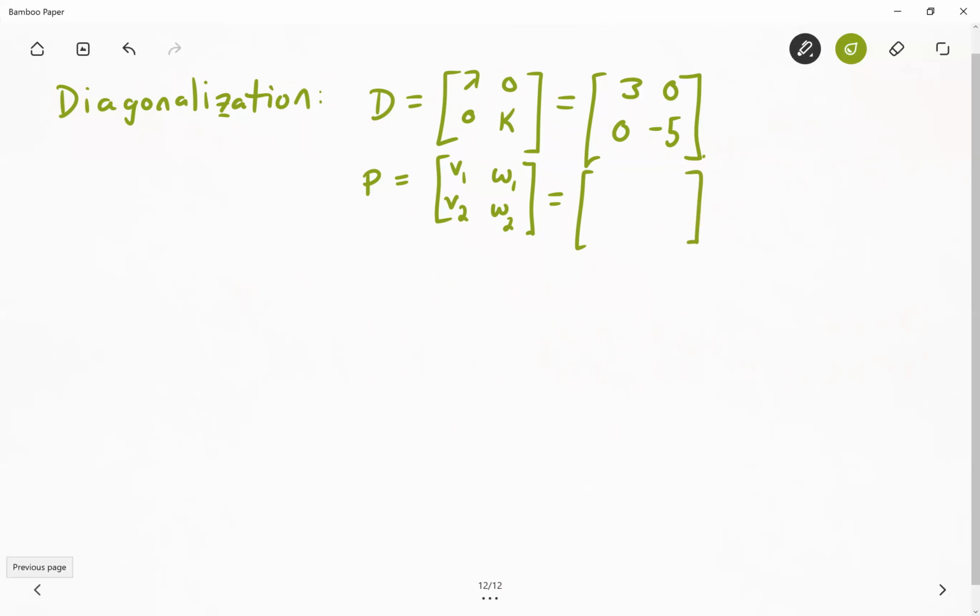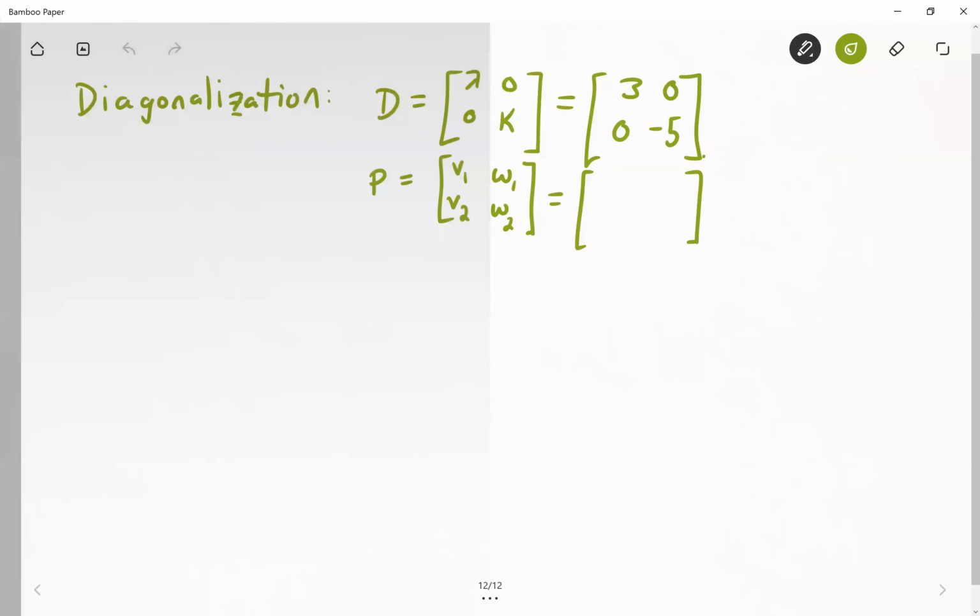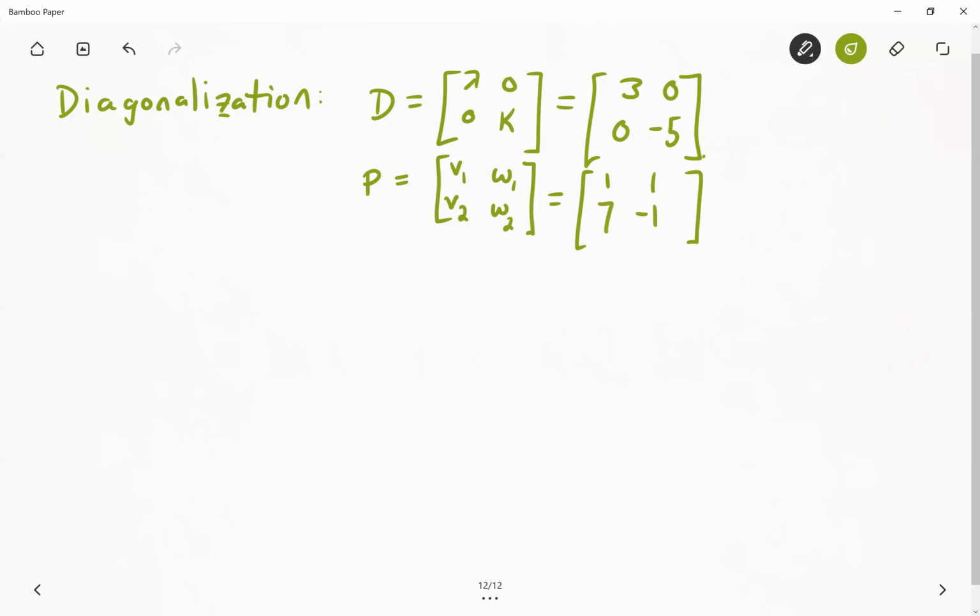I need to remind myself of what those were, so let's go back a page. v was 1, 7, w was 1, -1. So P is 1, 7, 1, -1. Once we know P, we also need to calculate P inverse. And so P inverse is, for a 2 by 2 matrix, 1 divided by the determinant, which in this case is -1 minus 7, -8, times, so I'm going to swap the diagonal entries, -1 and 1, and make the off diagonal entries both negative. And so this matrix becomes 1/8, 1/8, 7/8, and -1/8.